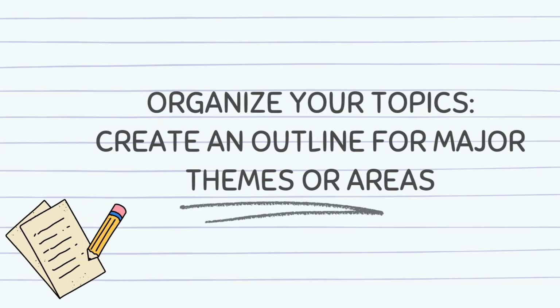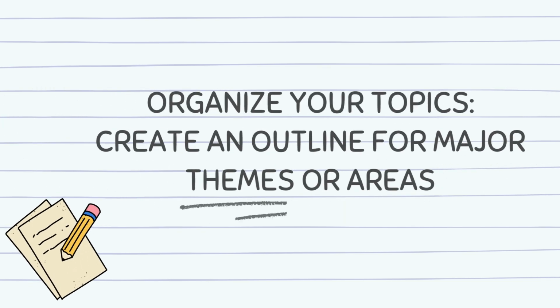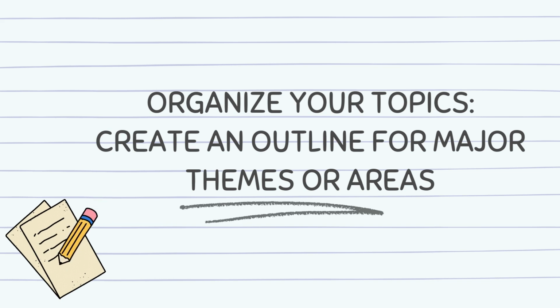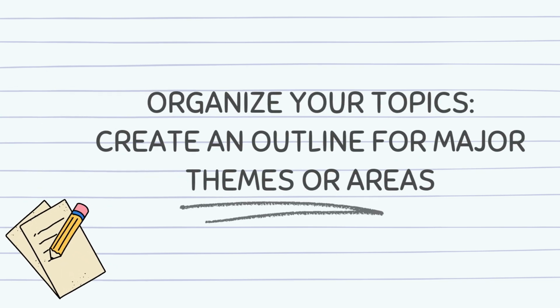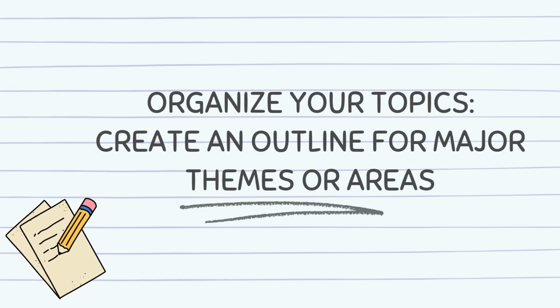Example of a literature review outline. Introduction: purpose of the chapter. Theoretical framework: key theories supporting the study. Key themes: major areas related to the research problem. Theme 1: first major theme. Theme 2: second major theme. Research gaps: identified gaps in the literature. Summary: how the literature informs the study.